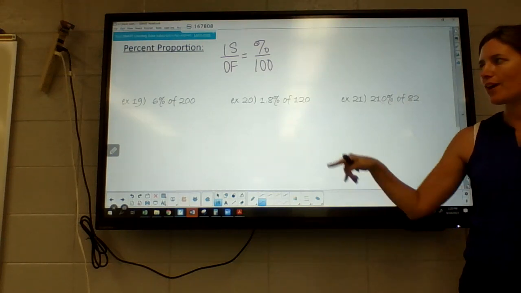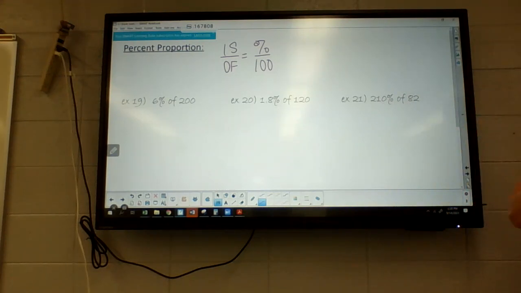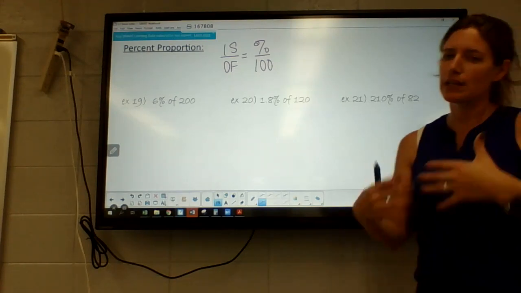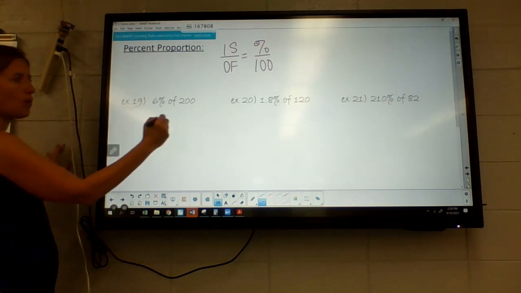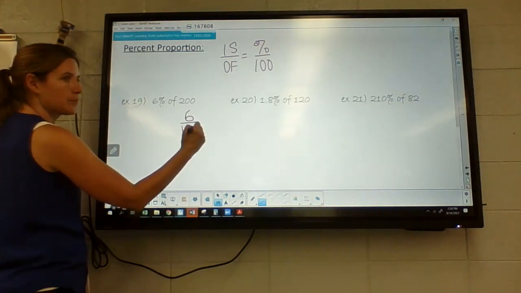However, I know some of you are really good at finding a percent of a number because you basically just change it to a decimal and multiply. I'm going to tell you that that's fine to do. I'm just going to show you in case you're not comfortable with the shortcut. So the percent is going to go over 100.